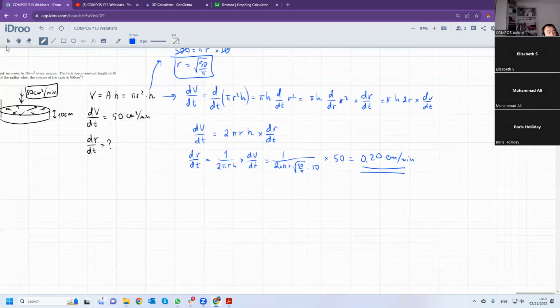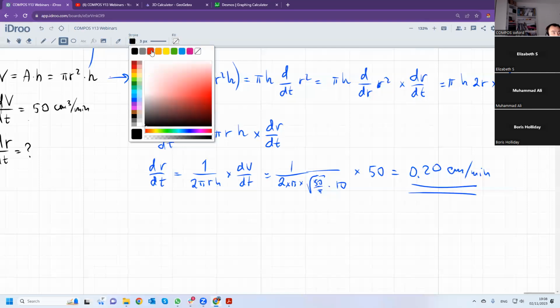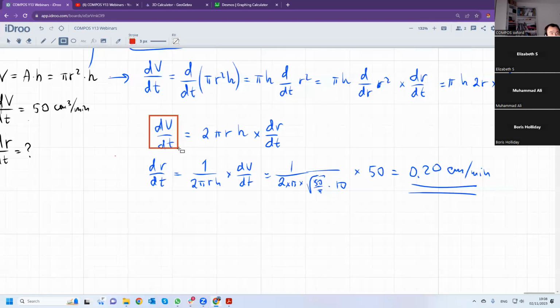Second equation. This one, or which one? Oh, I just rearranged. I have dV/dt, and I have dr/dt. So I just divided both sides by 2 pi r h.